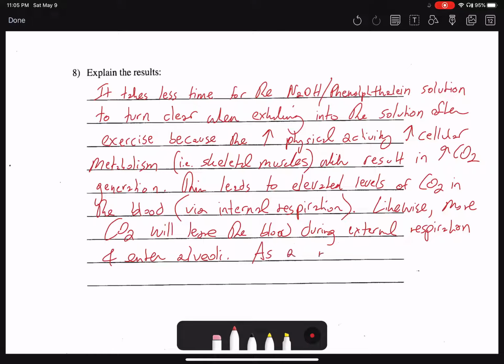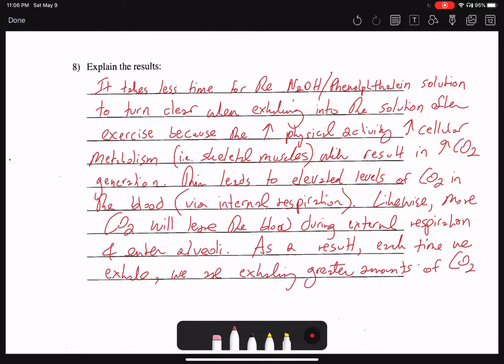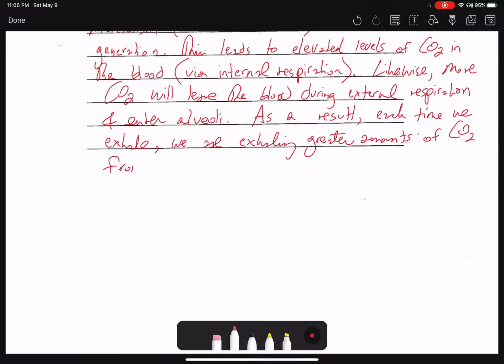So as a result, each time we exhale, we are exhaling greater amounts of CO2 from our alveoli. That is with exercise, right?